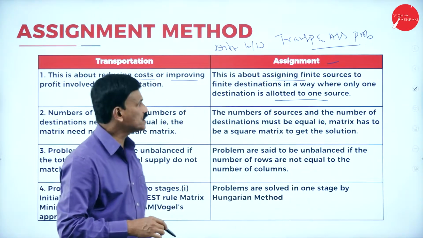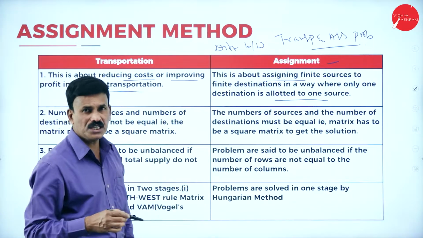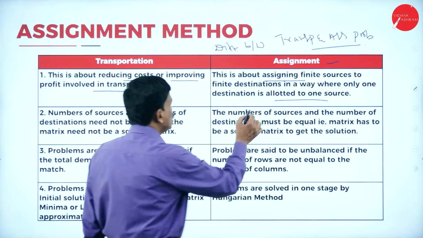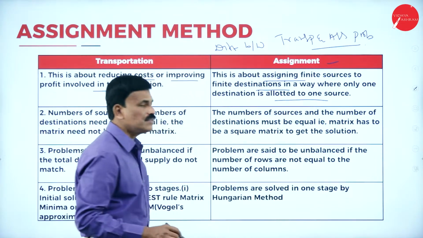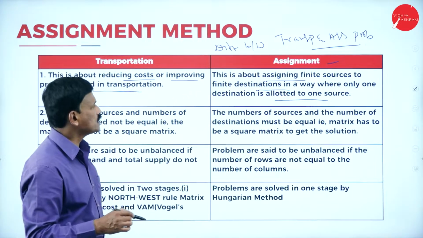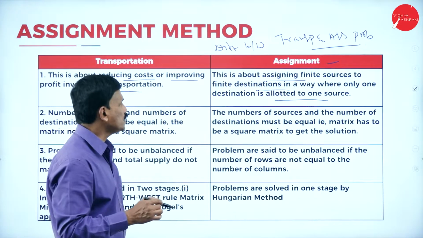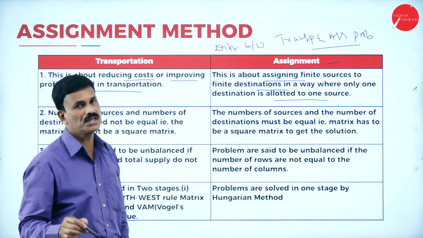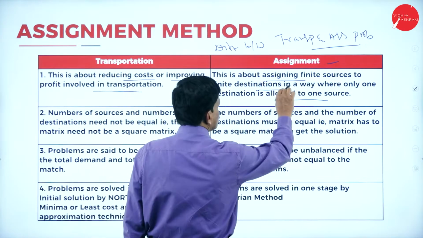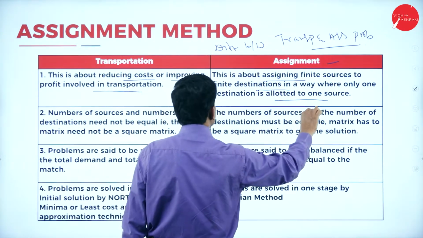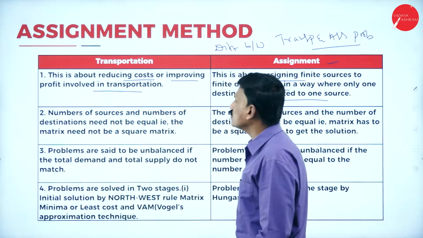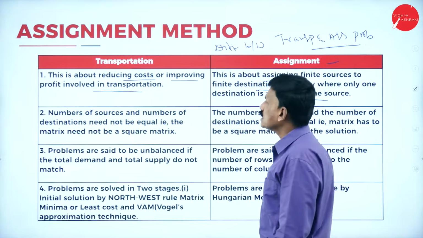Here the allocation is just assigning the finite sources to the finite destinations in a way that only one destination is allotted to one source. So this is nothing but assigning finite sources to finite destinations, whereas the other is about reducing the cost or improving the profit in the transportation.